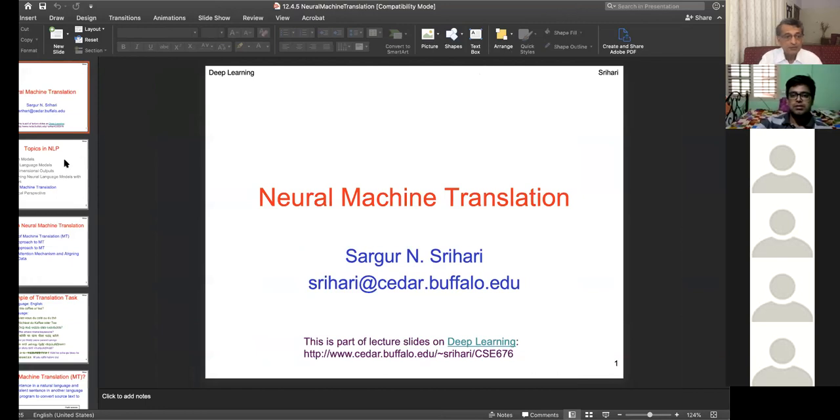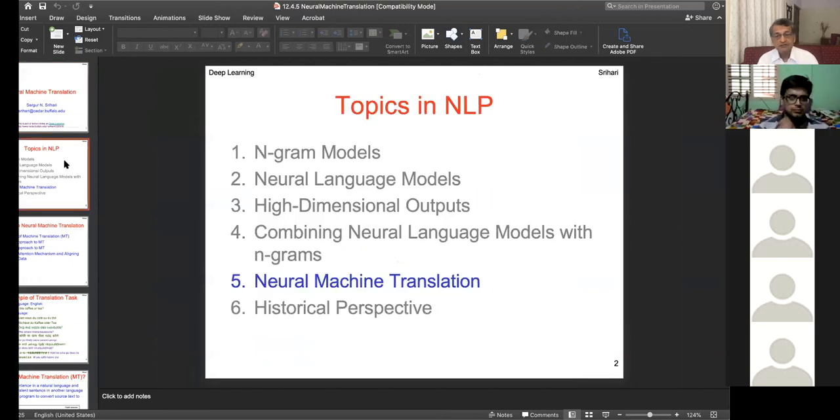All right, so where does this fit in? Neural machine translation fits in among topics in natural language processing. It's topic number 5, the last of the topics. We already looked at n-gram models. We have looked at neural language models. N-gram models was about capturing probabilities using sequences of words, 1, 2, 3, like that. And then neural language models was about embedding. How do you take words and get a vector representation?